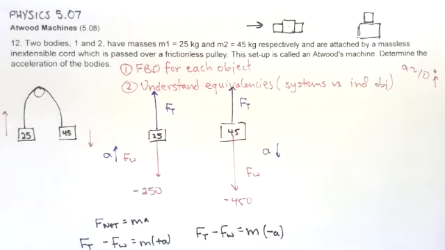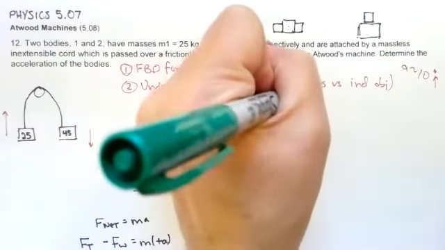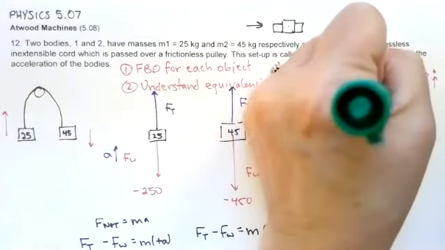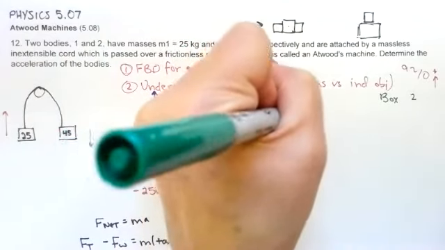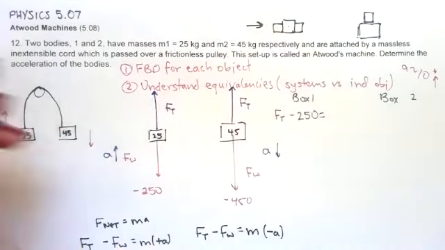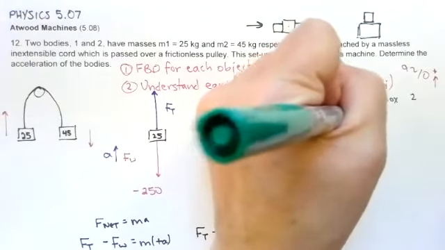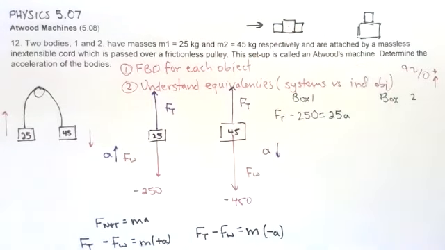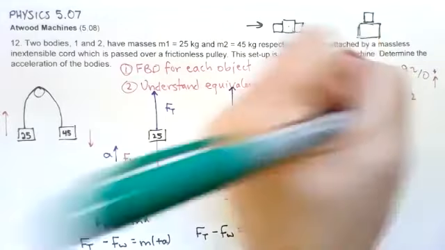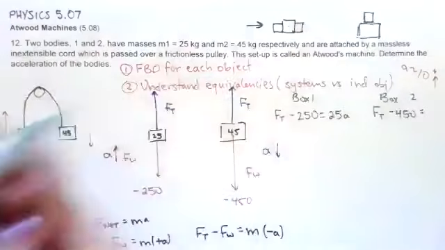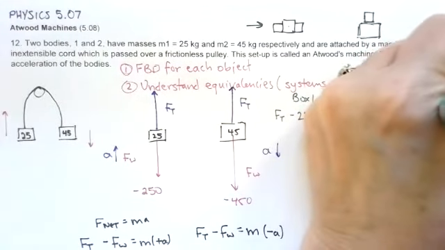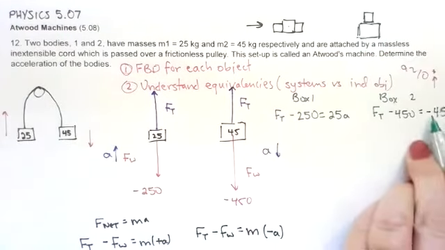Okay, so I'm going to bring over my equations. I'm going to do box 1 over here and box 2 here. So this is going to be tension minus 250 equals 25 times my acceleration that's positive. This is going to be tension minus 450 is negative 45A, and I just took the negative and brought it out front.